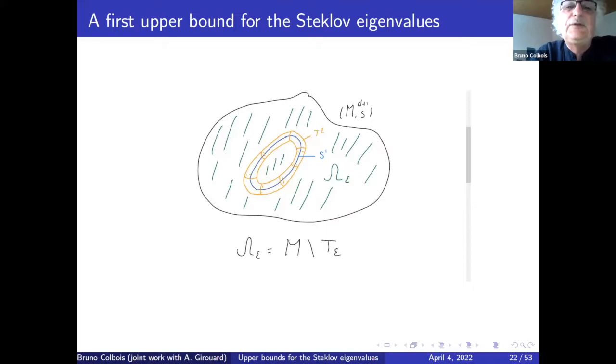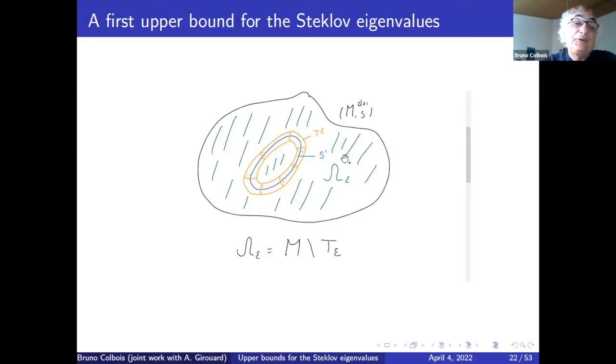It goes to infinity. And you see that the volume of the manifold omega epsilon is not constant, but it goes to the volume of M. The intrinsic diameter of the tubular neighborhood of the boundary is more or less the intrinsic diameter of the circle.